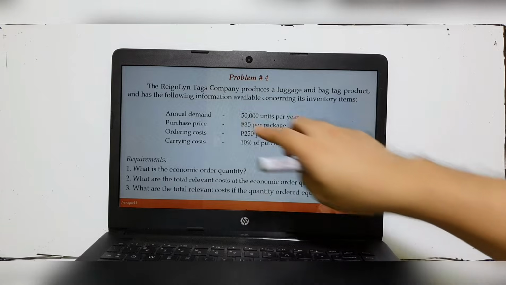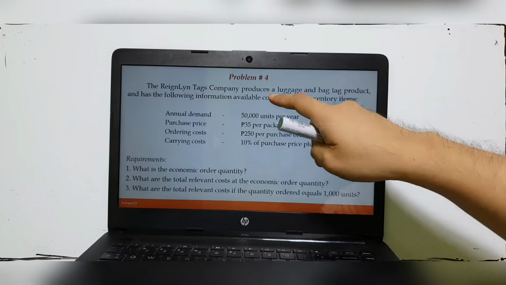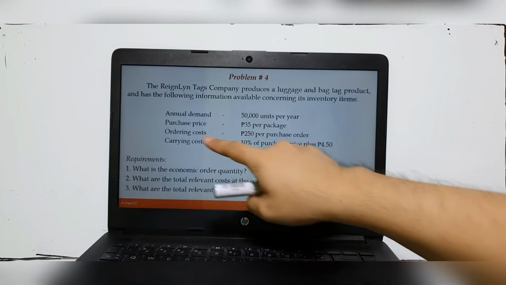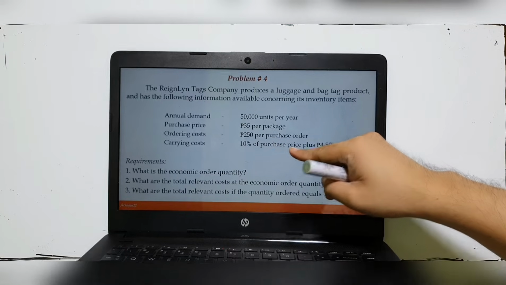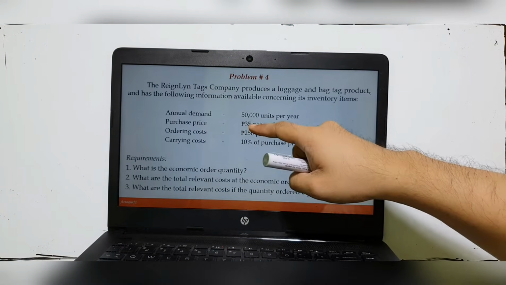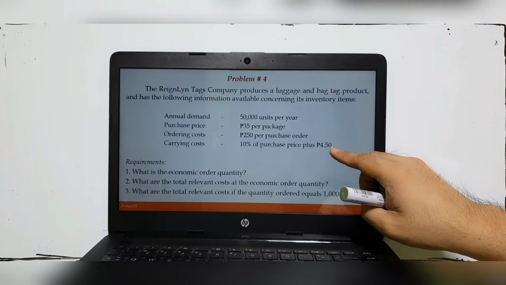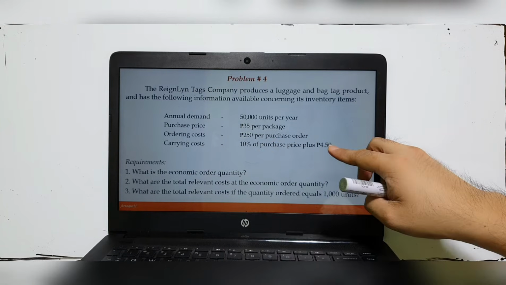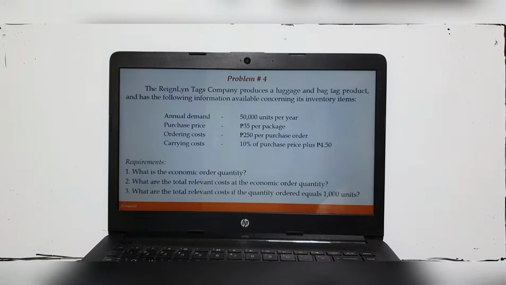So what will happen? So the company produces luggage and bag tag products. So here are the other information. Annual demand. So okay na siya, naka-annual na. And then purchase price. And then ordering cost na 250 per order. And then carrying cost na 10% of purchase price. So that would be 35 times 10%, 3.5. And carrying cost natin na 4.5. So, yung carrying cost natin ay medyo magko-compute ng konti. So, 3.5 plus 4.5, carrying cost ay 8 pesos per unit. So, let's solve for the 3 requirements here.